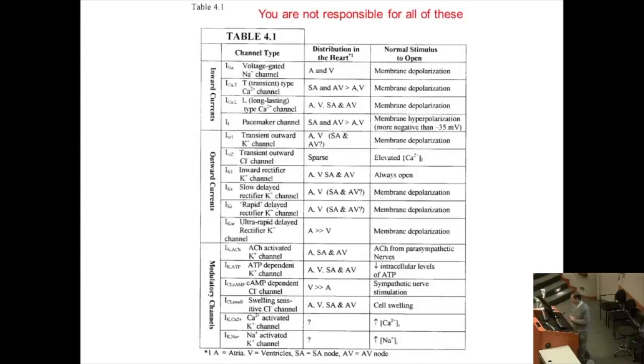This table sort of summarizes some of the currently known channels that are underlying the cardiac action potential. You will notice that this makes things quite a bit more complicated than the two that we talked about for the neural and skeletal muscle action potential. And the cardiac action potential is more complicated, which is why it gets its own lecture.